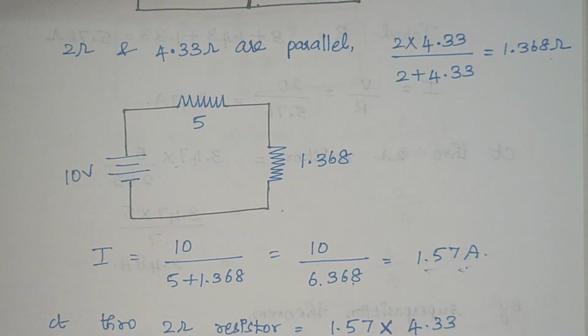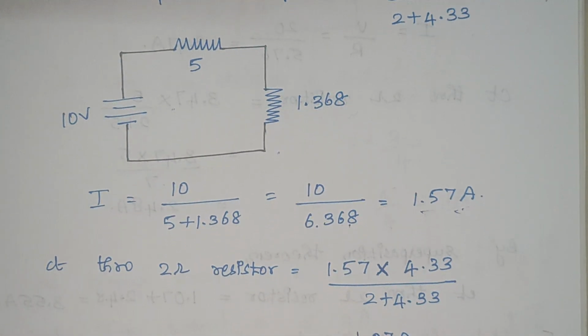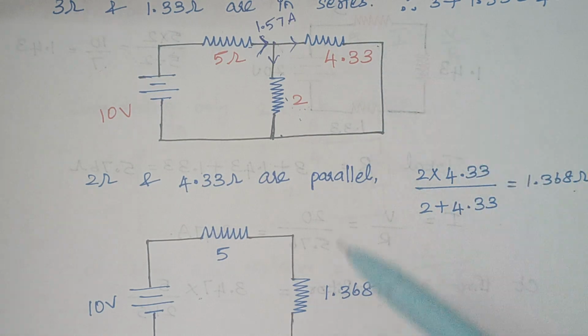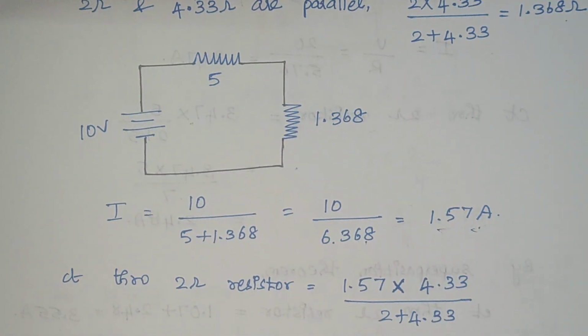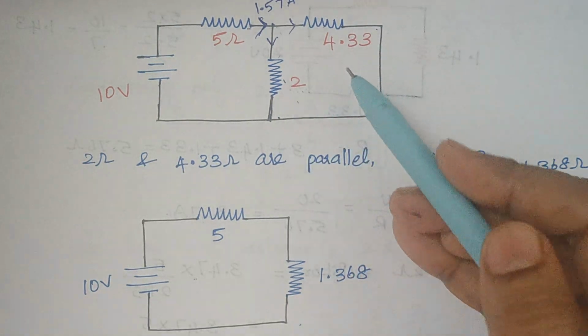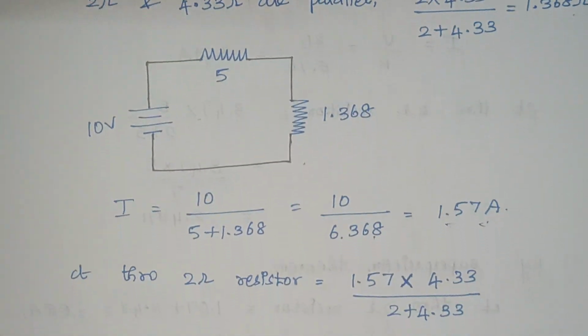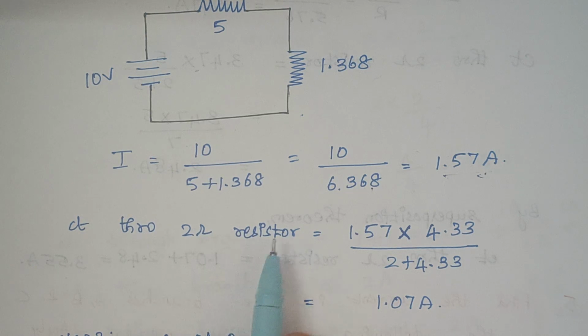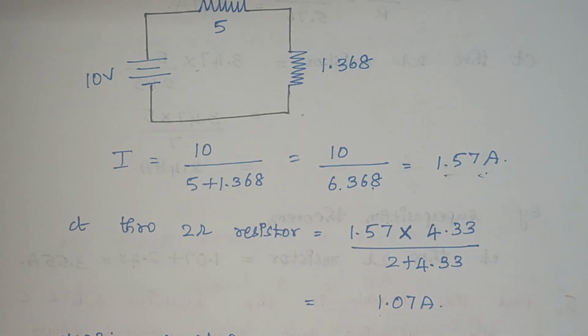So just by using the basic current division rule, it is total current into opposite resistance. The resistance opposite to this 2 ohm is 4.33, divided by the total resistance, 2 plus 4.33. That gives 1.07 amps. So the current through this 2 ohm resistor is 1.07 amps when you consider only the 10 volt source. Next we are going to consider our second voltage source.